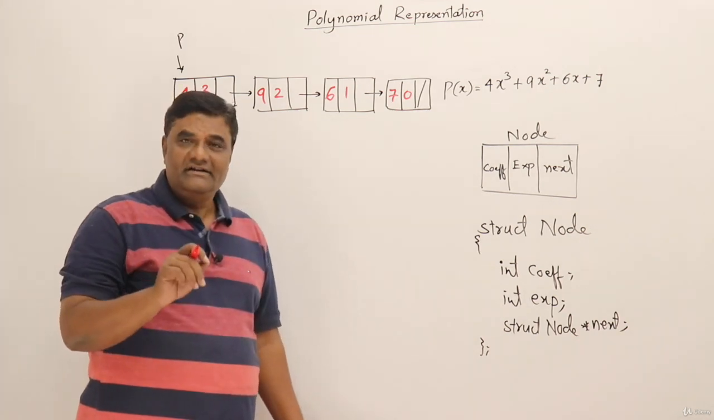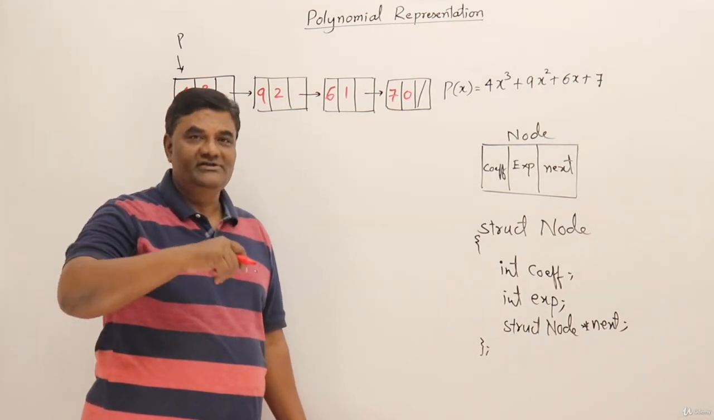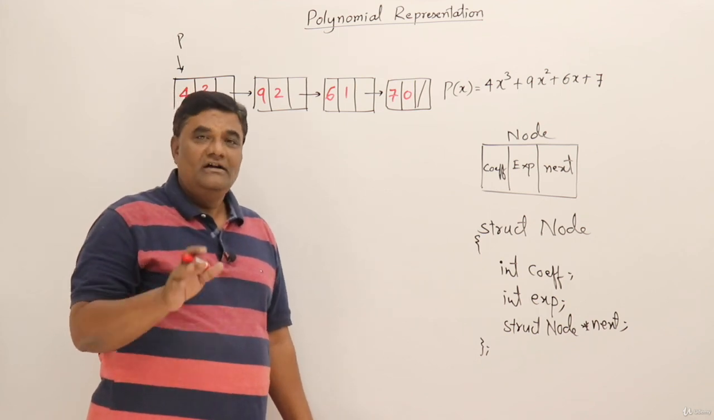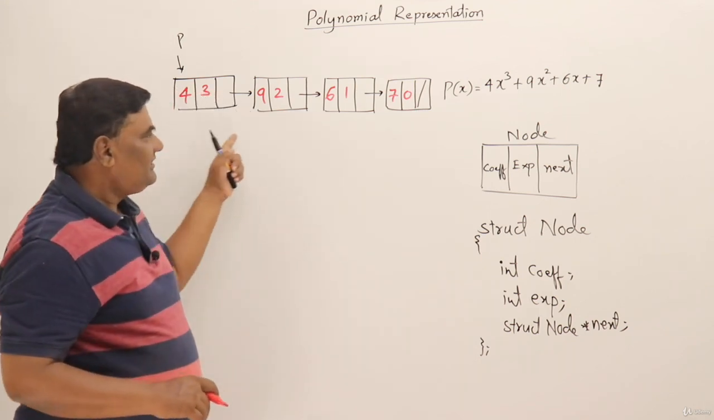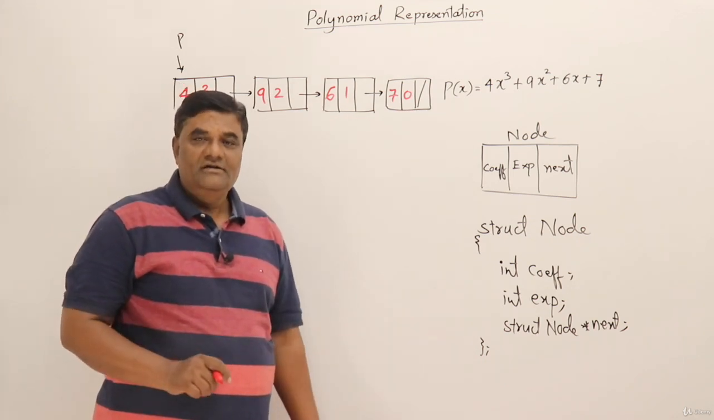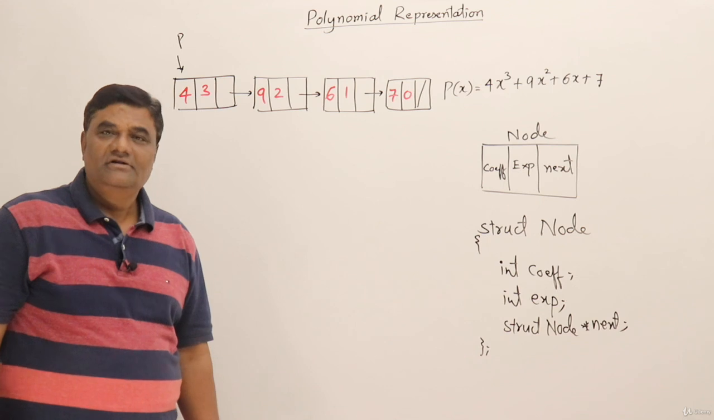If you remember, in arrays we were also storing how many terms are there. Here we don't need to store that. If you want, you can store it somewhere else. Otherwise, the number of nodes is equal to the number of terms. We will not have any extra nodes here. So that's all. This is the representation.